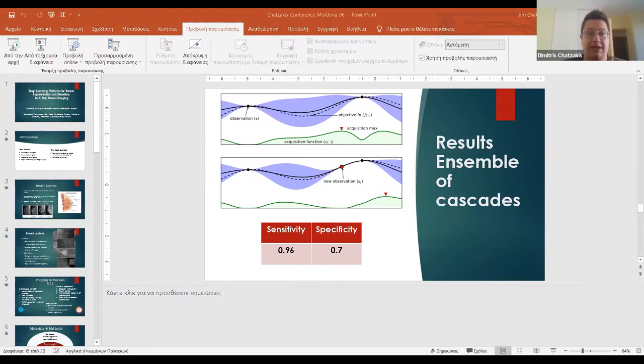Okay. Hello, everyone. My name is Hadzakis Dimitris, and I will present to you our review with the name of Deep Learning Methods for Tumor Segmentation and Detection in X-ray Breast Imaging.